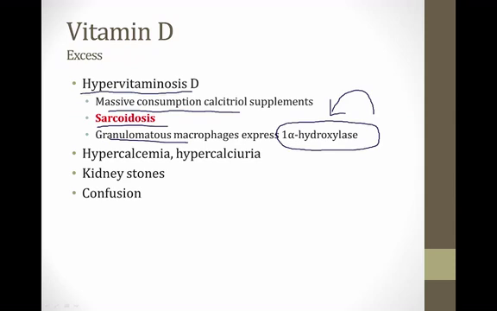If you have too much active vitamin D inside of your body, you will get too much of the things that vitamin D does. You will have hypercalcemia. This will lead to hypercalciuria, meaning lots of calcium in the urine, and this can cause kidney stones. And then the high levels of calcium can often lead to confusion.